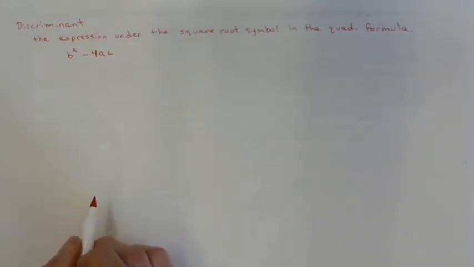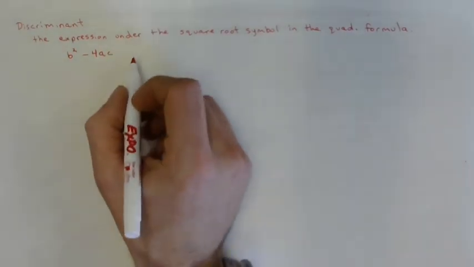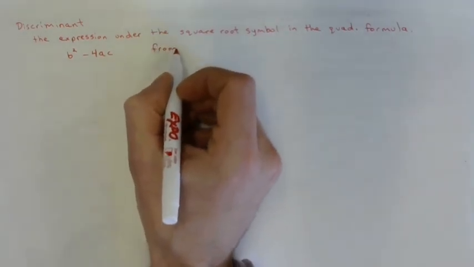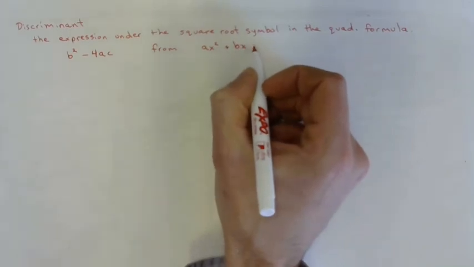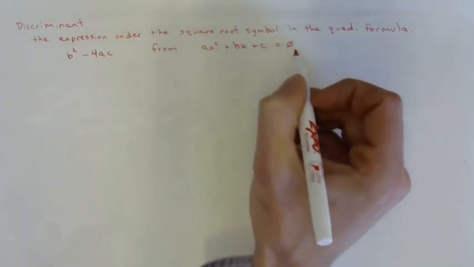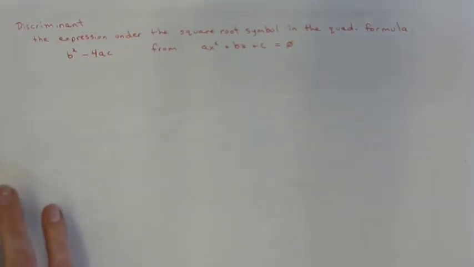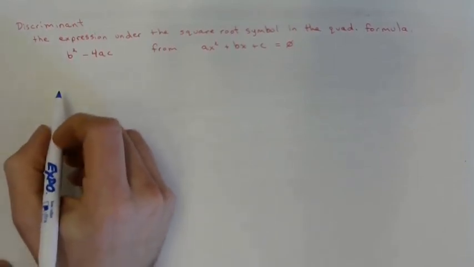Okay, here's what you need to know about it. Does that make sense? You just take the stuff from the thing and put it in the thing. All right, what do you need to know about the discriminant? Here we go. Ready?